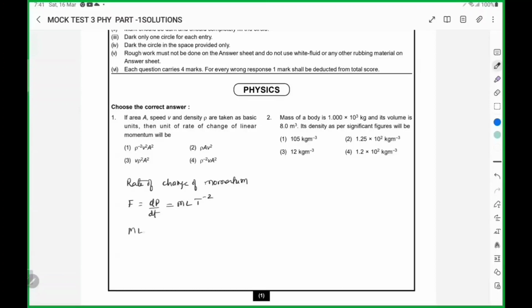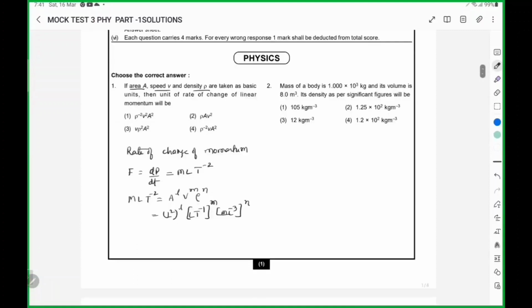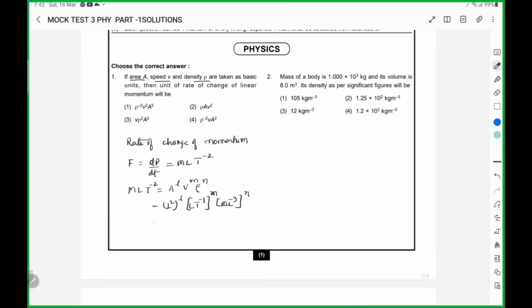So this we should express in terms of the basic units: area, speed, and density. A power L, V power M, rho power N. Area is L square, velocity is L T power minus 1, and density is mass per unit volume. So comparing powers, this is L power 2L plus M minus 3N, T power minus M, M power N.